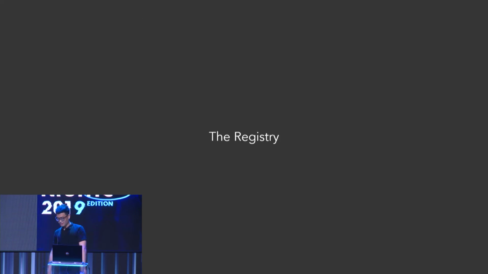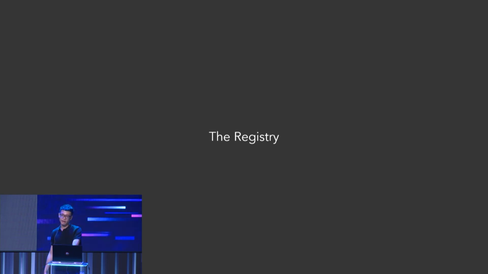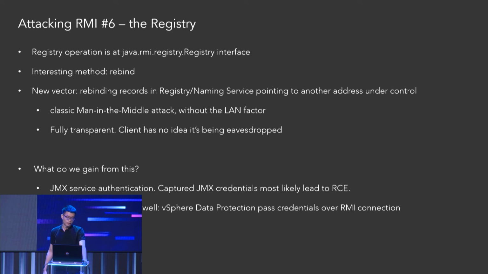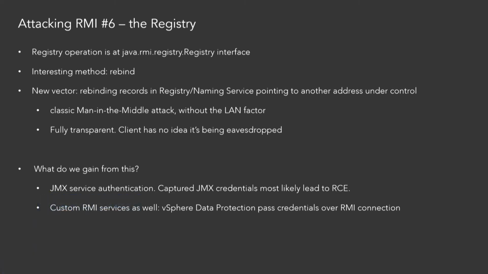Cool. So let's put the deserialization exploit aside and move on to something more interesting, the registry. This is one of the special services that I talk about. Attacking the registry. The Java registry provides many operations to the client. Of all of them, the most interesting one is the rebind method. The rebind method allows you to modify an existing record in the registry into another record, which could be under attacker control.